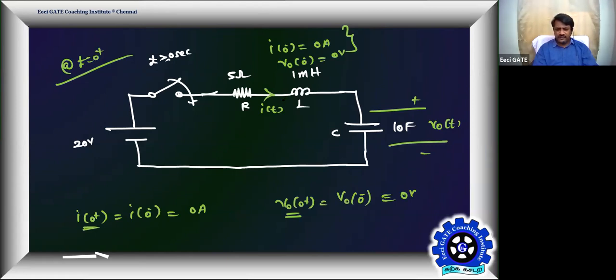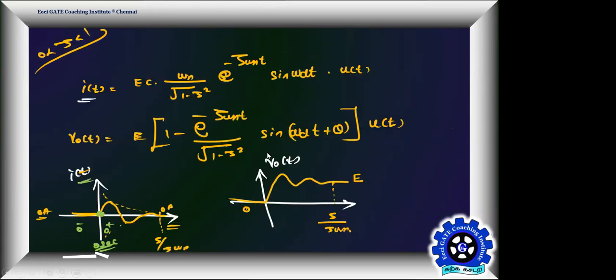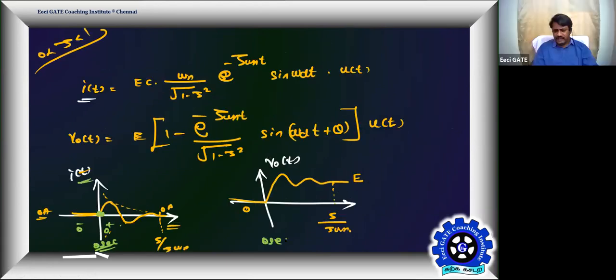The reason why the output voltage begins with 0: at 0 seconds, the output voltage at 0 minus or 0 plus will remain 0. So it is beginning with 0. The current is beginning with 0 minus, that is 0, and 0 plus also 0. Voltage is similarly 0 at 0 minus, and 0 plus also it is 0 volt.